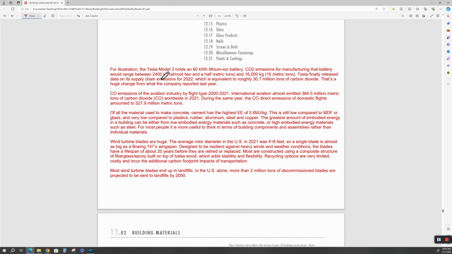All right. The Tesla Model 3, just one Tesla Model 3, holds an 80 kilowatt lithium ion battery. The CO2 emissions for manufacturing that one battery ranges from 2.5 metric tons to 16 metric tons. And Tesla finally released the true data on its supply chain emissions for 2022, which is equivalent to roughly 30.7 million tons of carbon dioxide. That's a huge change from what the company reported last year.